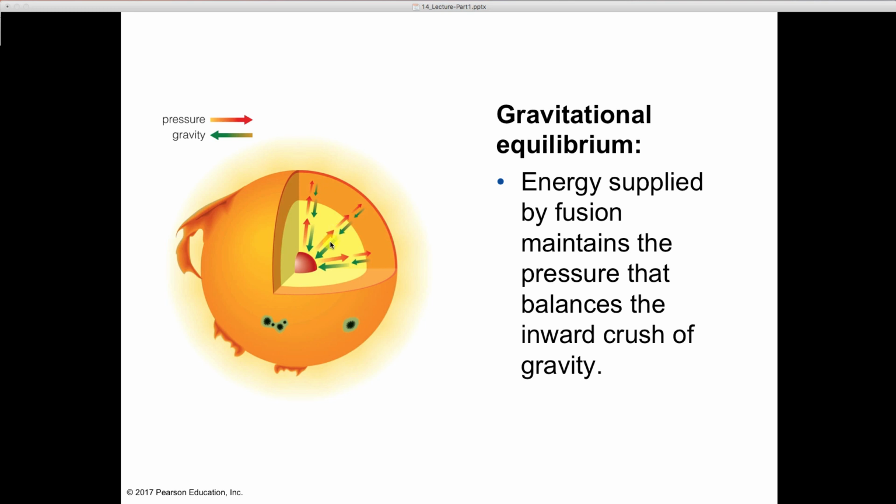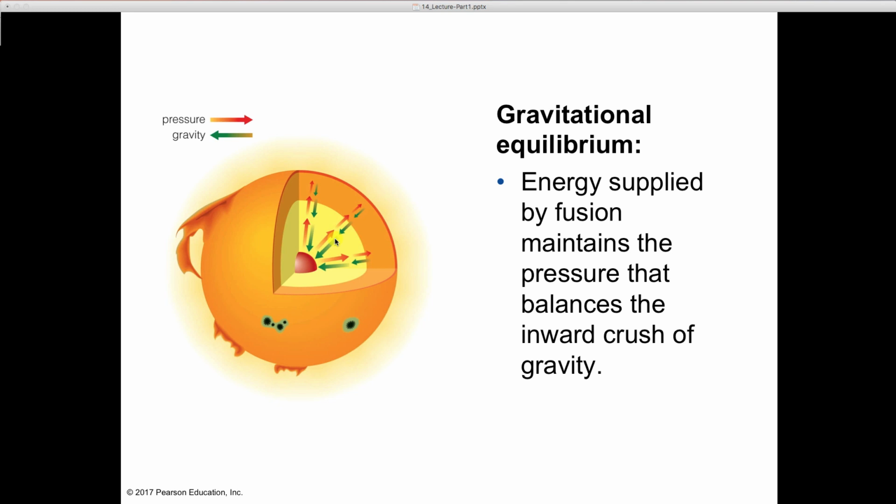But the deeper you go into the sun, the more stuff there is above you, and so the more you have to support those higher up layers. And so the harder you have to push outward in order to support that, because the harder gravity is pulling inward against you. So for the sun to maintain its shape and size, there must be this gravitational equilibrium, where the inward force of gravity is being balanced by some outward force from energy. So energy pushing outward is balancing gravity pulling inward.